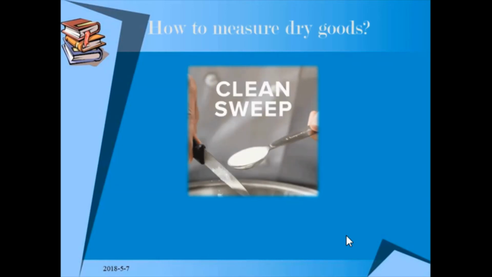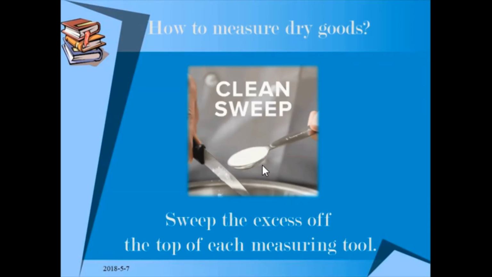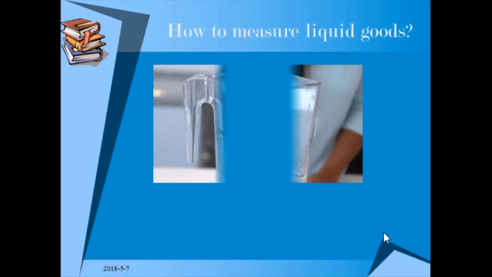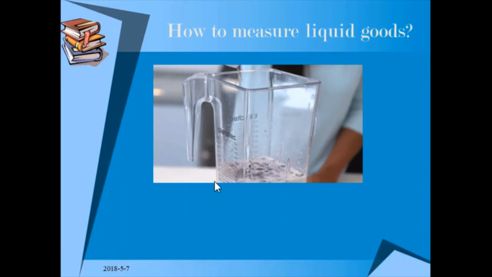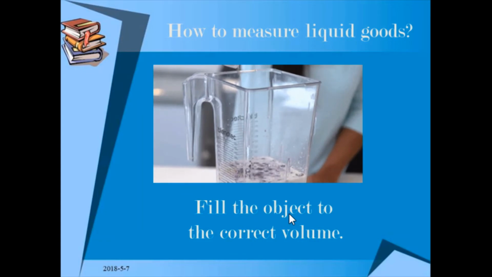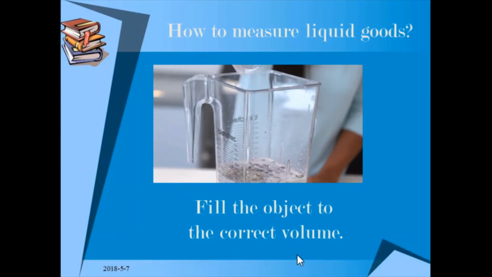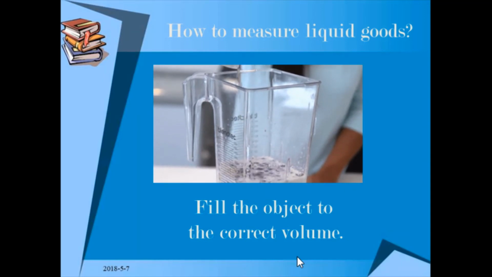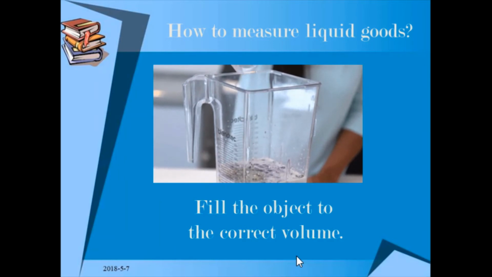To measure dry goods, you need to sweep the excess off the top of each measuring tool, just like in the GIF. And when we measure liquid goods, you have to pour and fill the object to the correct volume. You need to measure liquid goods and dry goods differently because they are made up of different substances.